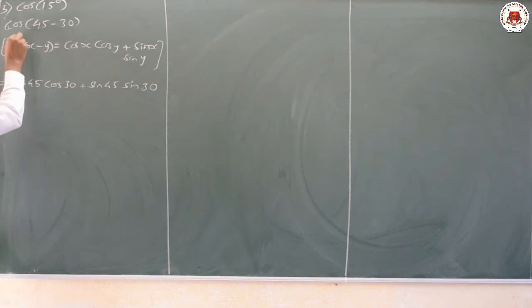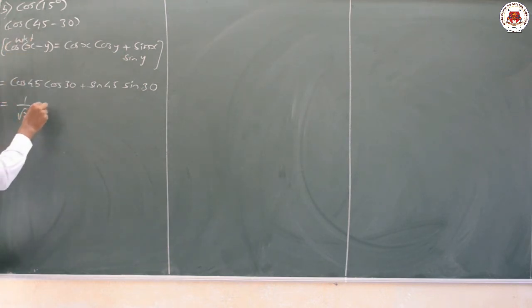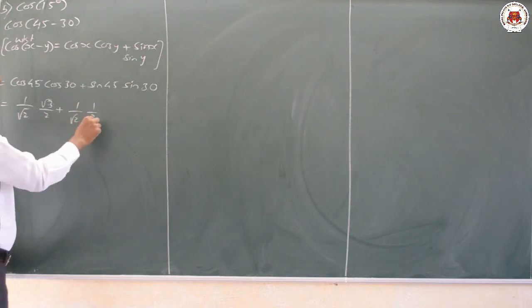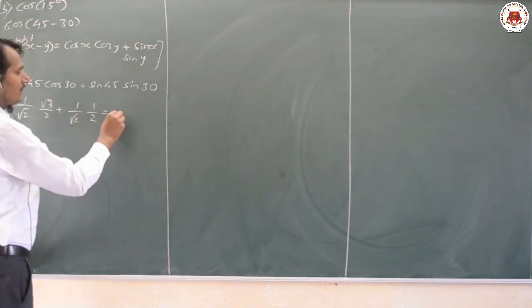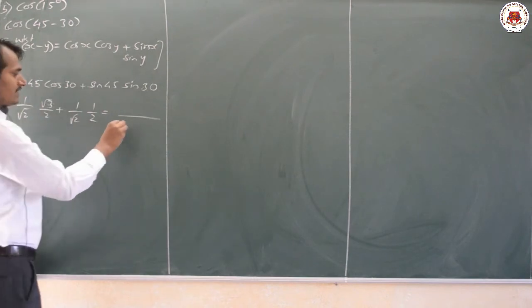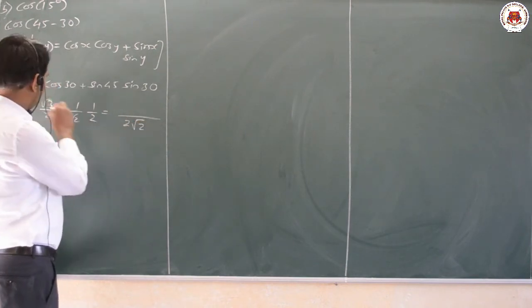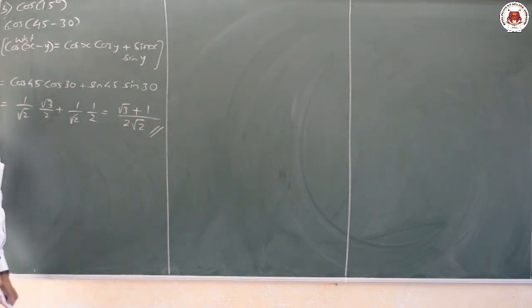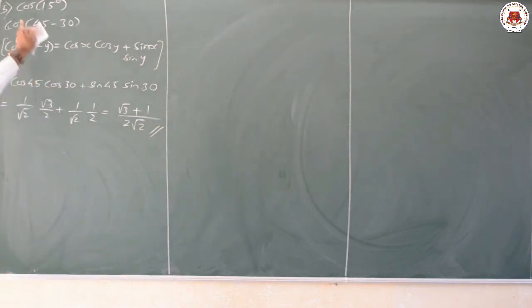Now how do we have to solve? We know that cos 45 is nothing but 1 by root 2, cos 30 is root 3 by 2, then 1 by root 2, and at last 1 by 2. So here we can find the LCM, which will be the same, that is 2 root 2, and here the numerator will be root 3 plus 1. That is the required result here. It is the value for cos 15.